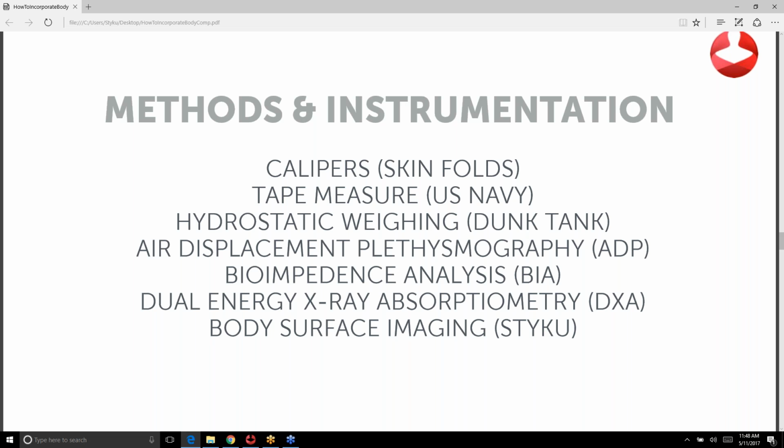A tape measure is commonly used in the military. Sometimes it's called taping. In fact, West Point, we just started working with them, and they've been educating us a little bit about how they do something called taping again. The U.S. Navy method is quite well known. It's just a combination of using circumference measurements of the body, and then correlating that with body fat.